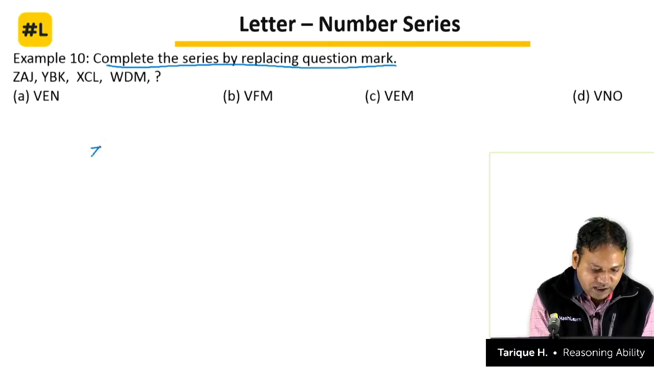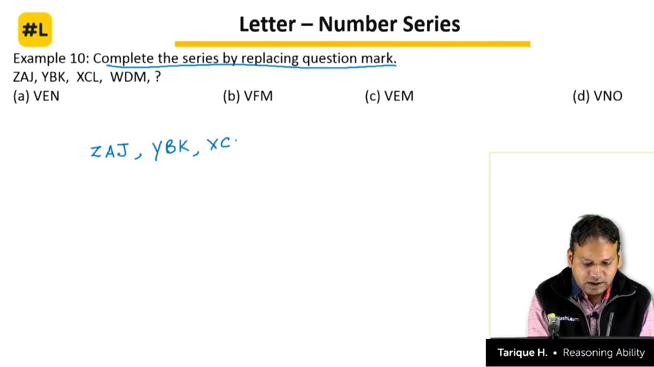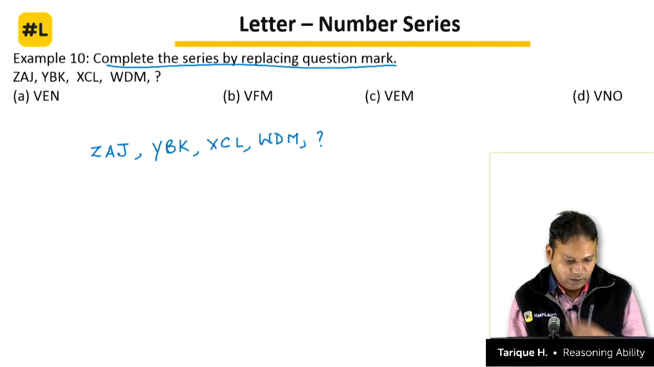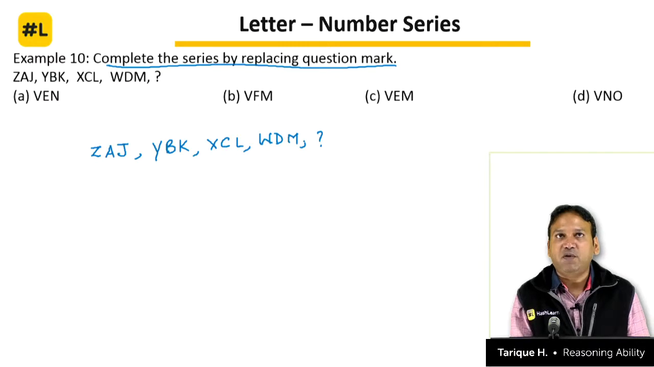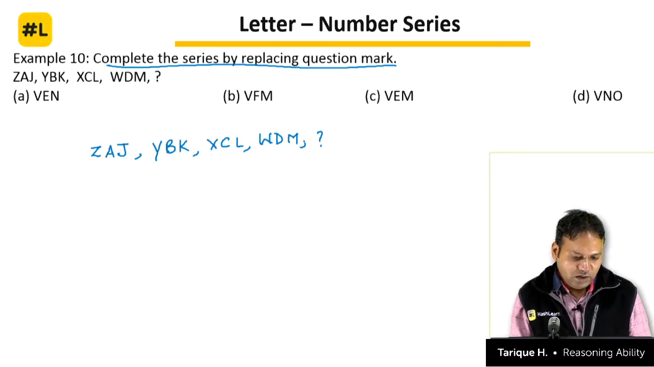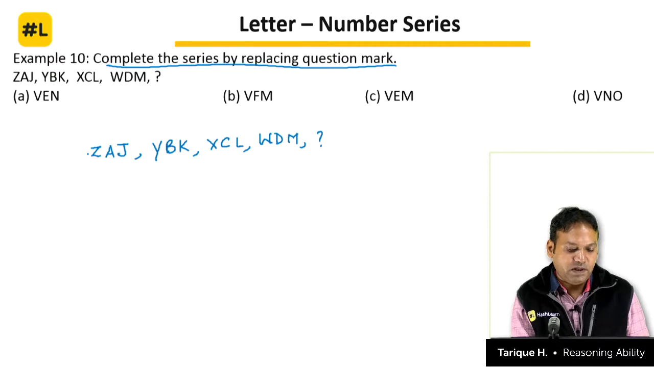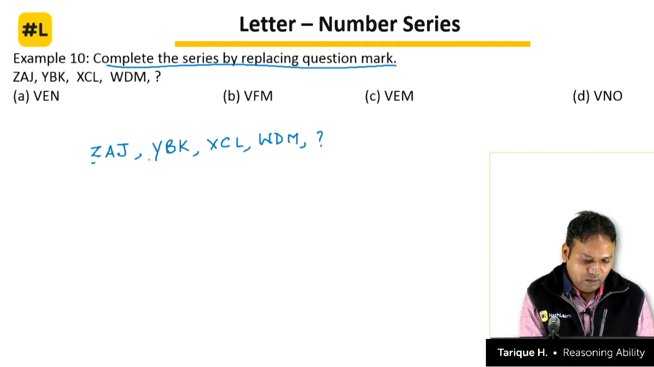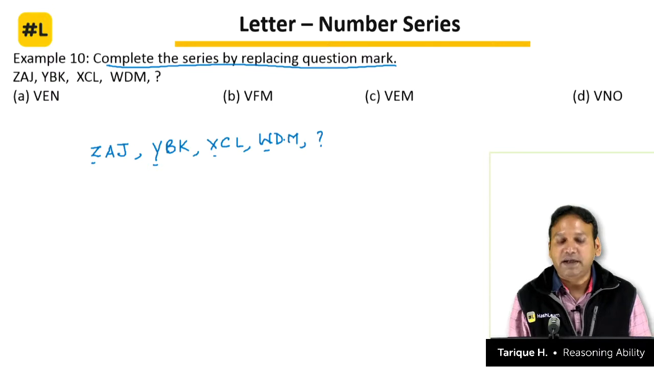We have here Z A J, then we have Y B K, X C L, W D M, and then we have a question mark here. One quick way of solving this question without worrying too much is to just look at each letter. Each letter is following a separate logic here, right? For example, Z, Y, X, W are consecutive, right? W, X, Y, Z. So what should come next to W then?